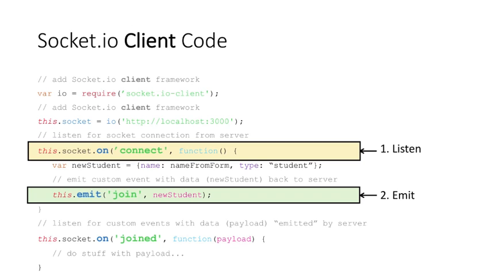The client side has very similar syntax to the server side. You'll see listening .on events, so listening for a connection event, a connect event. That would then trigger a callback function where you can perform some calculations or manipulate the data in any way, and then if you so choose, you can emit an event back to the server. In this case we're emitting a custom join event with a payload of new student.